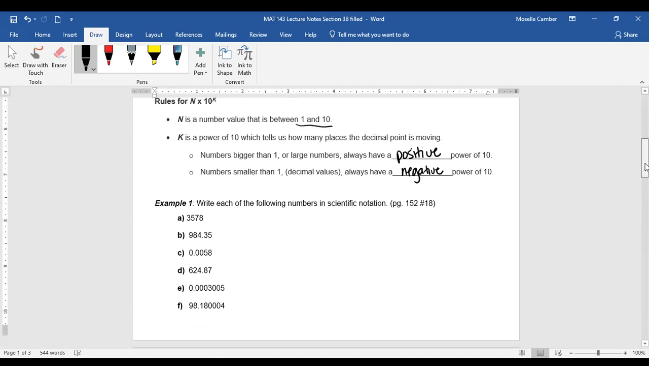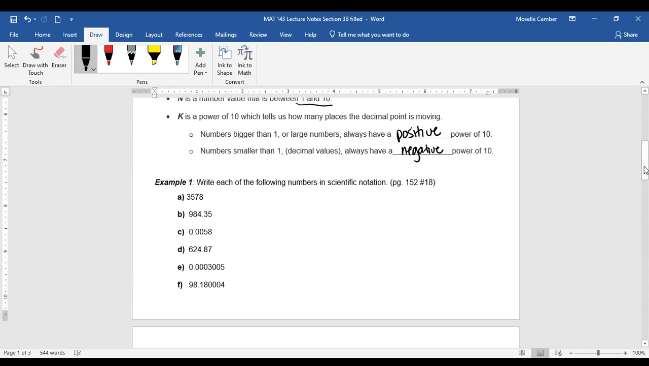Okay, let's look at some examples. So we have 6 numbers here. We're going to put each of these numbers into scientific notation. So the first thing you want to do is put the decimal point after the first non-zero digit. So going from left to right, the first time I see something that's not 0 is a 3. So I'm going to say 3.578.